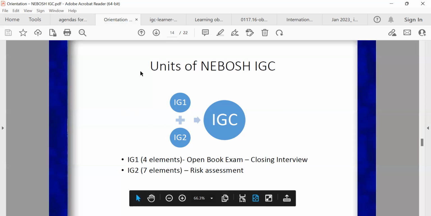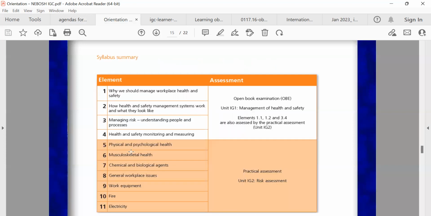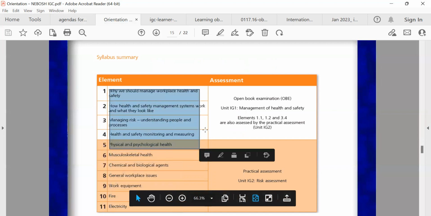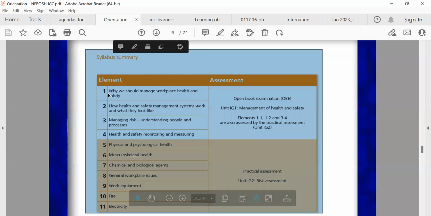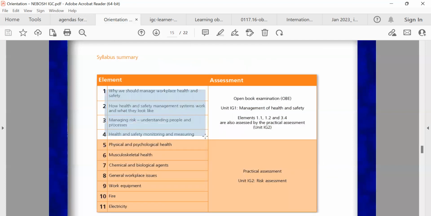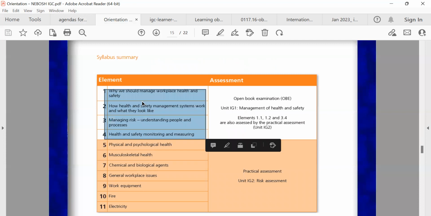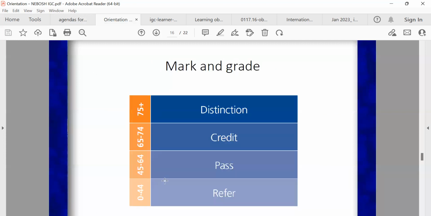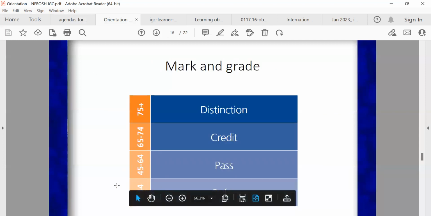So these are the units of NEBOSH IGC, and these are the 11 units you can see here, 11 numbers. These are the unit names. Then these are the first 4 units here. So these are the topics coming under IG1. And for IG1, the total mark is 100. Out of 100, you need to get minimum of 45 mark to get pass mark.